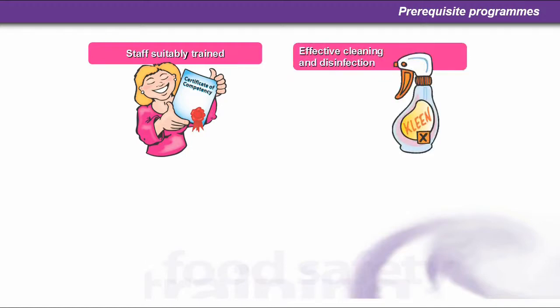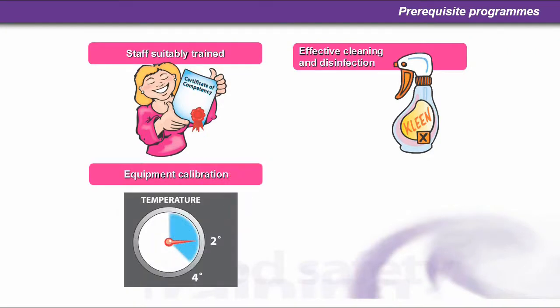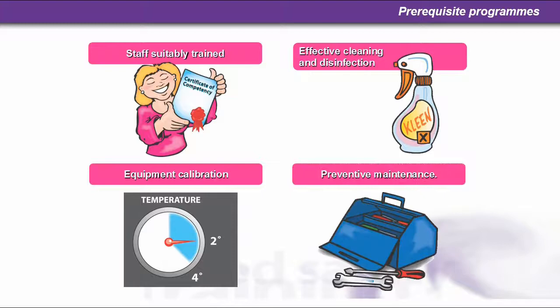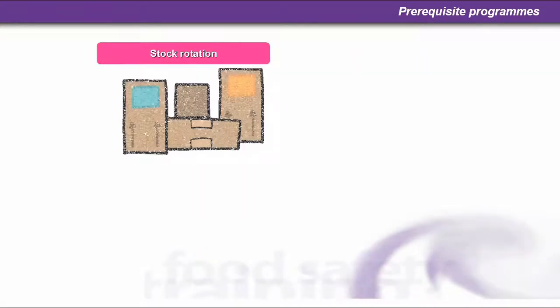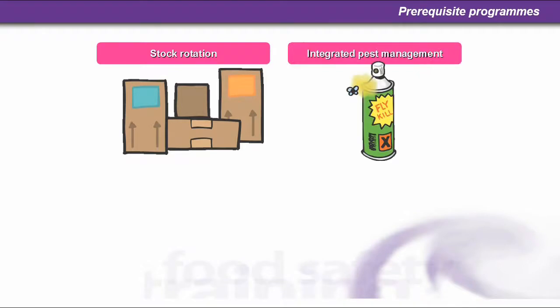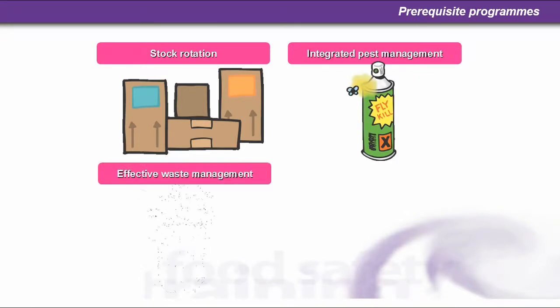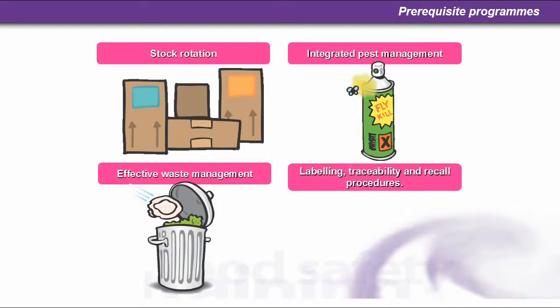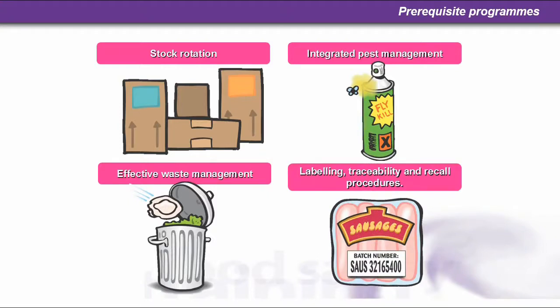Effective cleaning and disinfection, equipment calibration, preventative maintenance, there's a few more, stock rotation, first in, first out, an integrated pest management system, effective waste management, labelling, traceability and recall procedures.